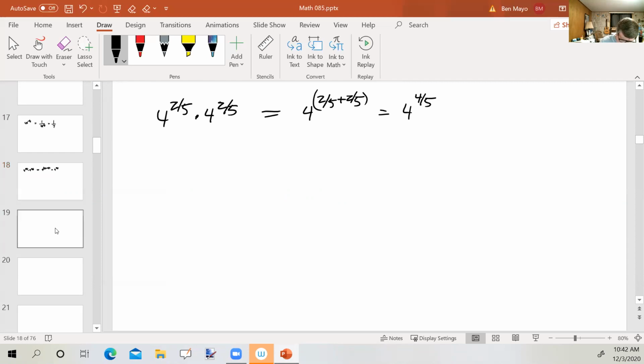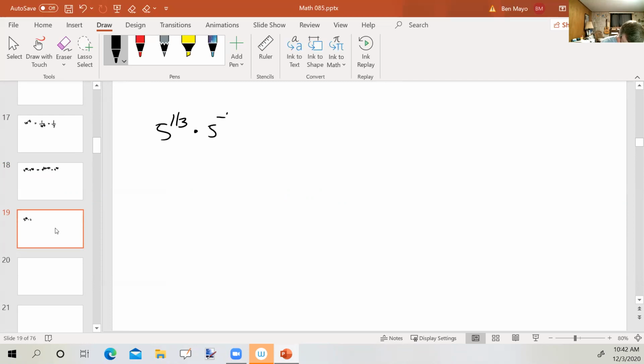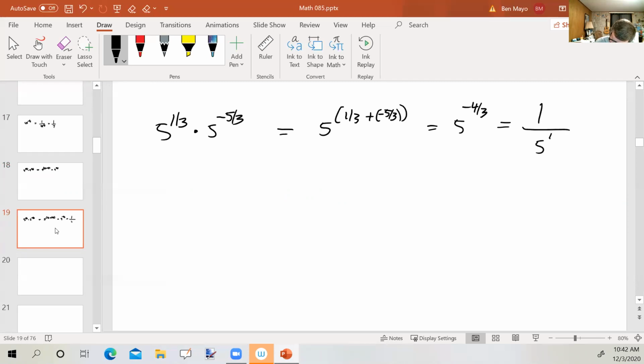Let's see here. Let's say we have 5 to the 1/3 power times 5 to the negative 5/3 power. This would be 5 to the 1/3 plus negative 5/3 power, which would be 5 to the negative 4/3 power, which would be 1 over 5 to the positive 4/3 power. Again, any questions on how that works?